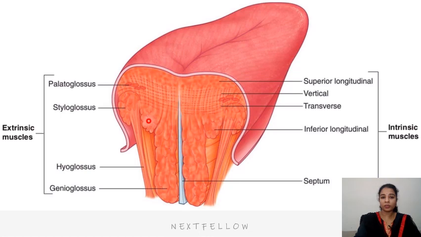Similarly, inferior longitudinal is present in the lower part of the tongue. Then transversely running fibers are called transversalis muscle. Vertically running fibers are called verticalis muscle. And we can see the cut section of palatoglossus, styloglossus on each side, hyoglossus present laterally, and genioglossus forming the substance of the tongue.